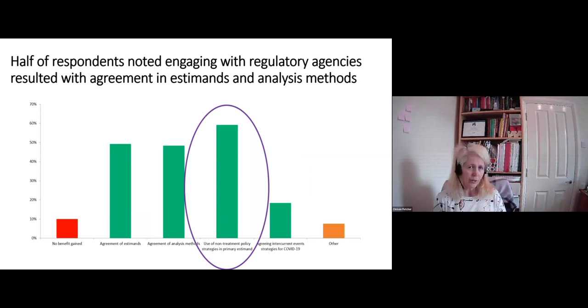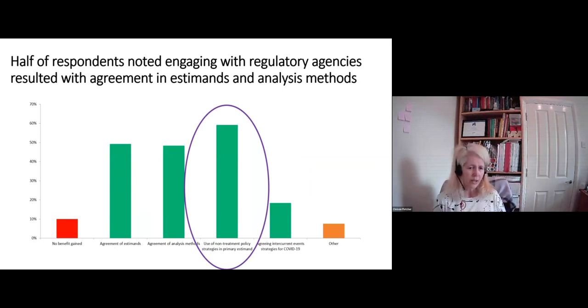Half the respondents who had engaged with the authorities said that that did result in agreement on estimands. So the whole point of this addendum was really to try and ensure there was alignment at the start of a trial. We want to move away from regulators seeing clinical trial results in submissions and disagreeing with what has been estimated, and also disagreeing with the methods of estimation. So we're supposed to be now having these conversations at the start of our trial designs.